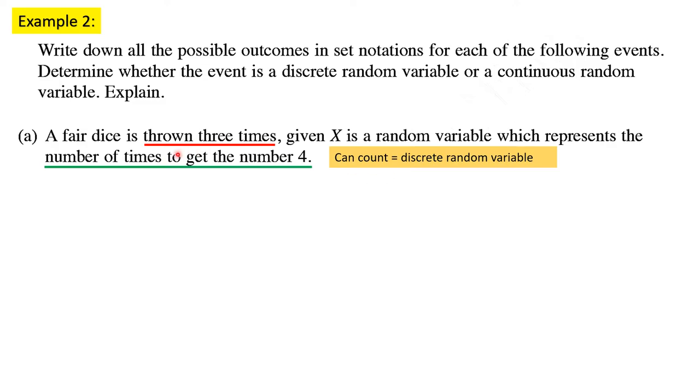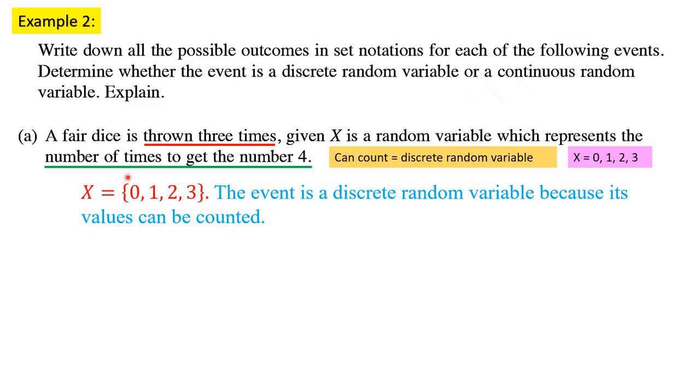Since the dice is thrown 3 times, maybe 0 times to get number 4, maybe 1 time, maybe 2 times, or 3 times. So X is 0, 1, 2, or 3. We write our answer like this. In set notation, X equals the set 0, 1, 2, 3. And then we explain the event is a discrete random variable because its value can be counted.